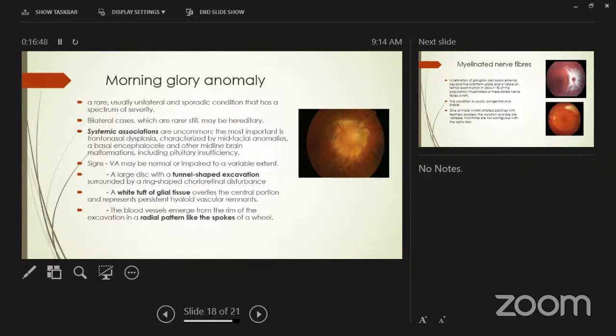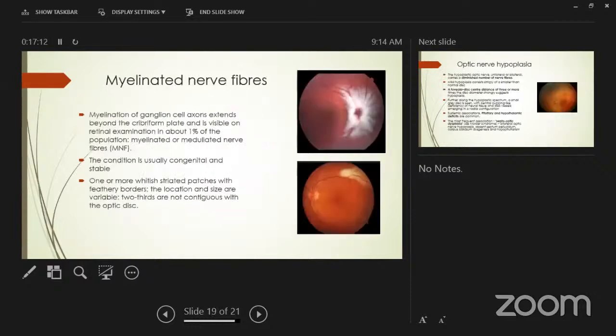A few of the important signs: visual acuity may be normal or impaired to a variable extent. A large disc with a funnel-shaped excavation will be there, with a white tuft of glial tissue overlying the center of the disc, which represents persistent hyaloid vascular remnant, and blood vessels emerging from the rim of the excavation in a radial pattern like the spokes of a wheel.